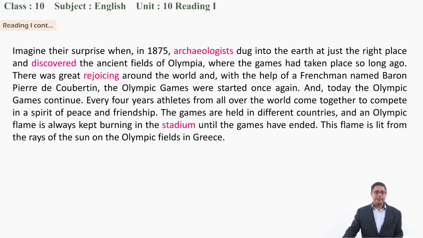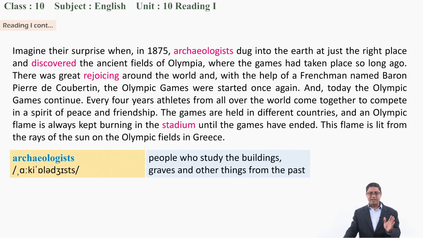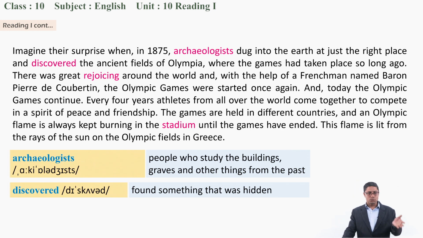Imagine their surprise when in 1875 archaeologists dug into the earth at just the right place and discovered the ancient fields of Olympia, where the games had taken place so long ago. See there, in 1875, archaeologists, means people who study the buildings, graves and other things from the past, dug there and found the right place. They discovered, means found something that was hidden. So, they found the hidden fields of Olympia, where the Olympic Games were conducted long ago.